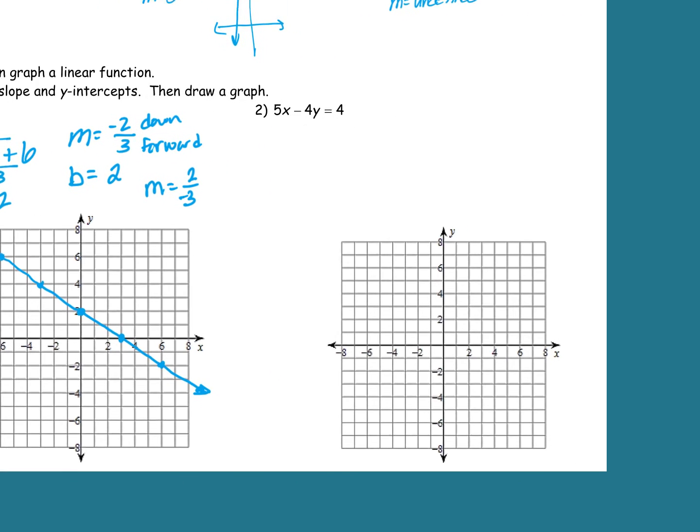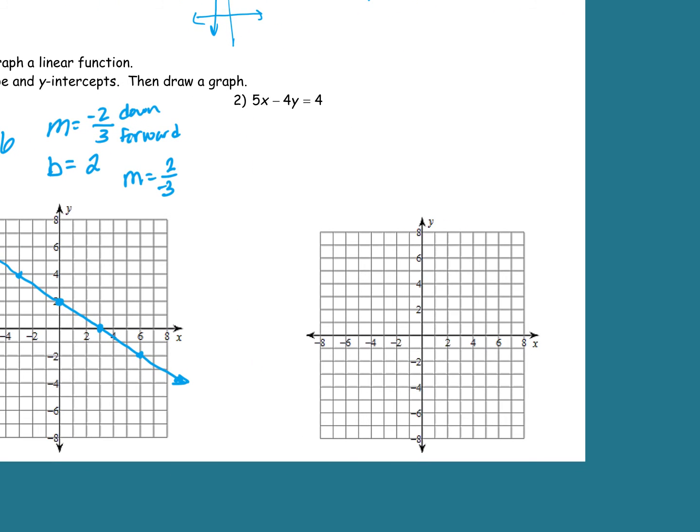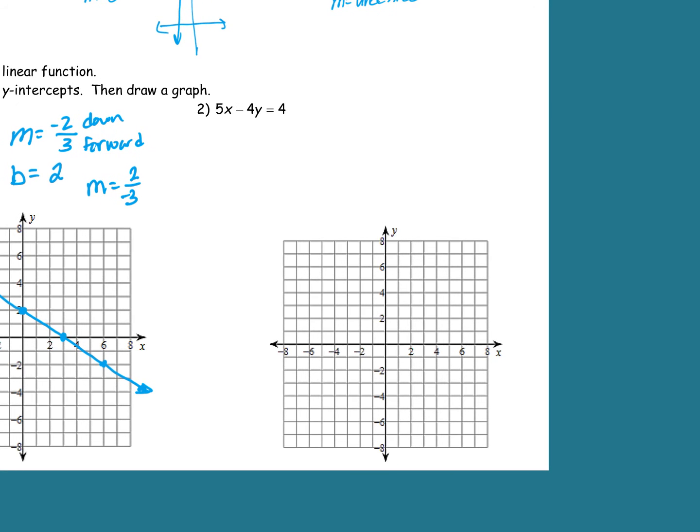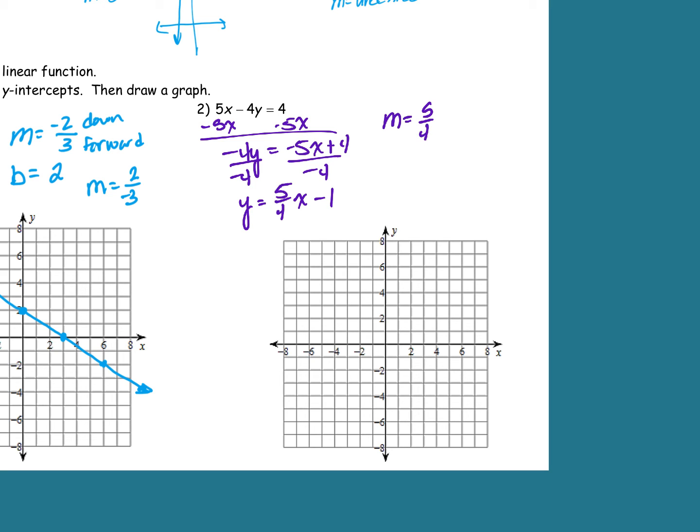Okay. Next one. We're going to do the same thing. Subtract 5x. That gives me negative 4y equals negative 5x plus 4. Divide by negative 4. So y is going to equal 5/4 x minus 1, where my slope is 5/4 and my y-intercept is negative 1.